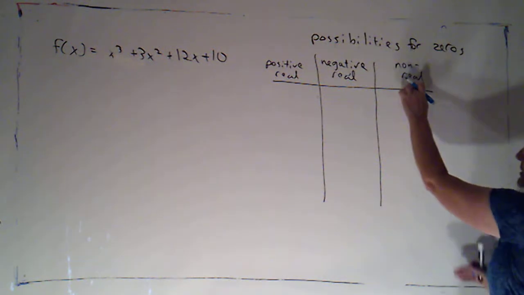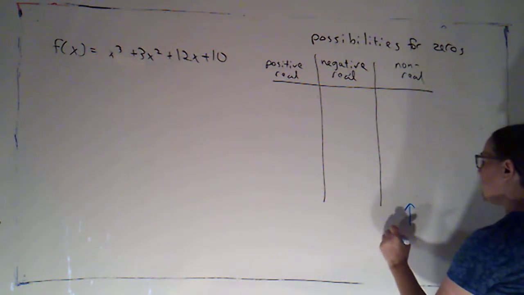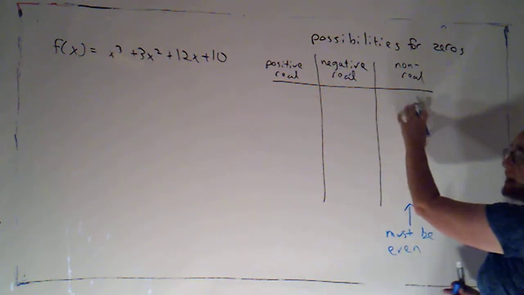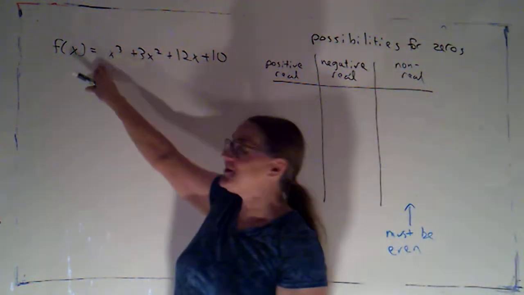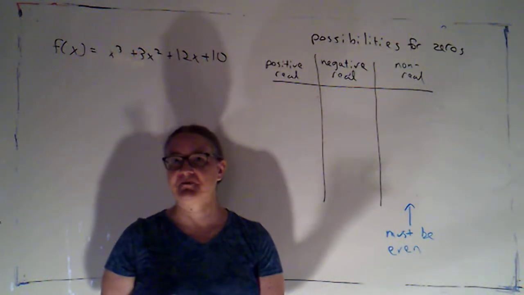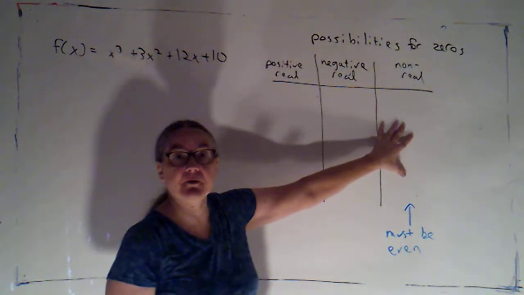For the non-real ones, whatever I put in this column must be an even number. That's because I've got real coefficients here, and so if I have non-real zeros, they come in conjugate pairs. So I'm never going to have an odd number here.